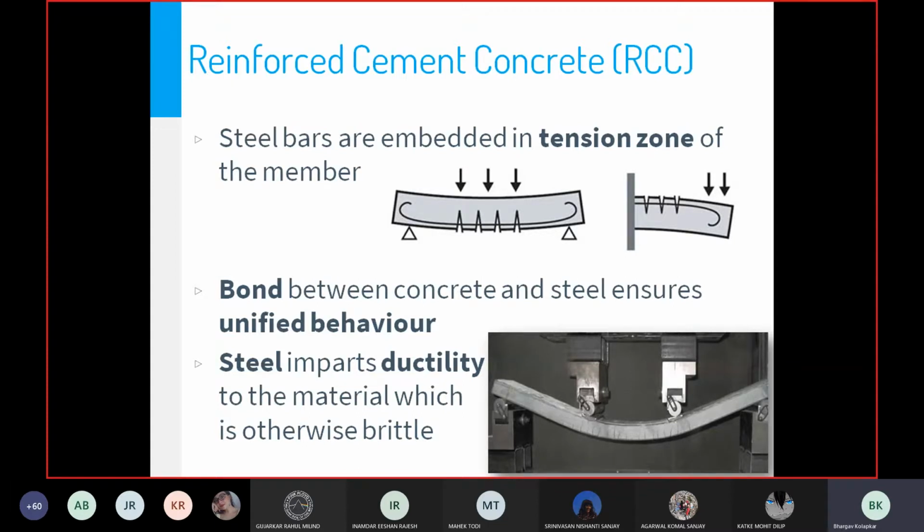Now, concrete as a material is very brittle. It cannot undergo a lot of deformation. So, an important thing that steel does to concrete is that it imparts ductility. Now, time and again, we have learned the importance of ductility, especially in regions which are prone to earthquakes.